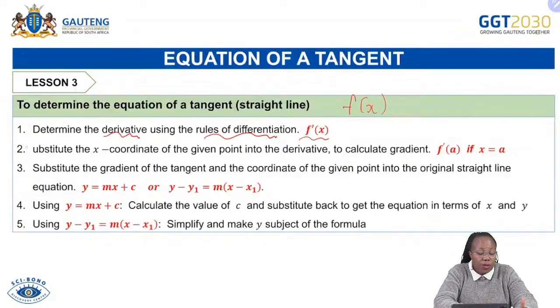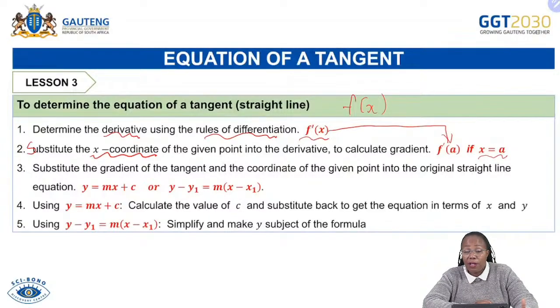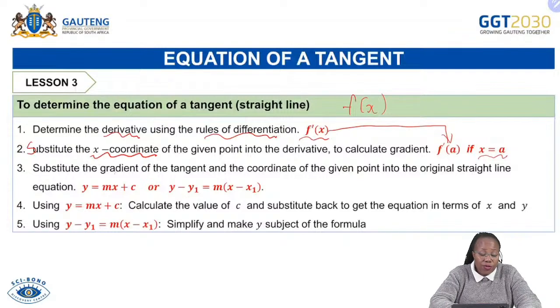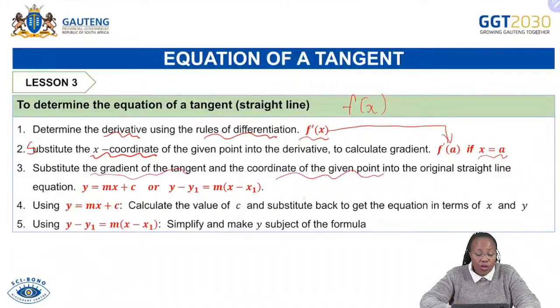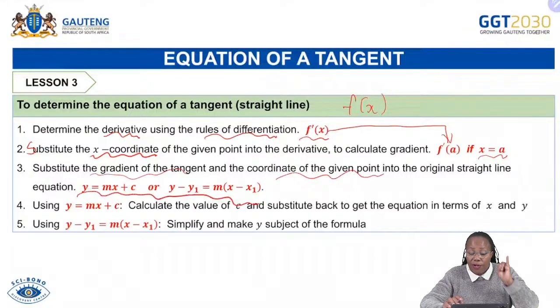And then after doing that, you substitute the x coordinate of the given point. The x coordinate, if we are given x is equal to a, that means you take that derivative that you have calculated above, you substitute that x value now. Thirdly, you substitute the gradient of the tangent and the coordinate of the given point into the original straight line equation. So you take the straight line equation now.